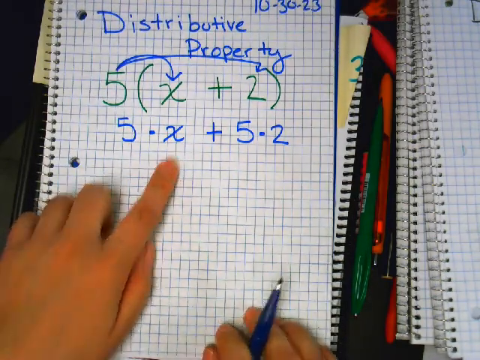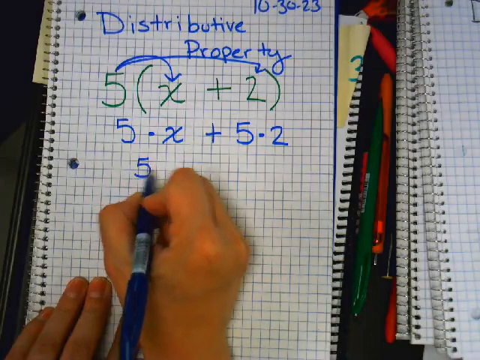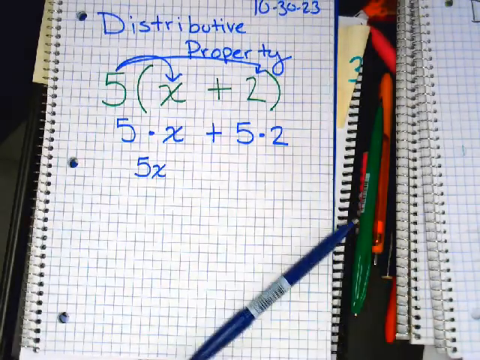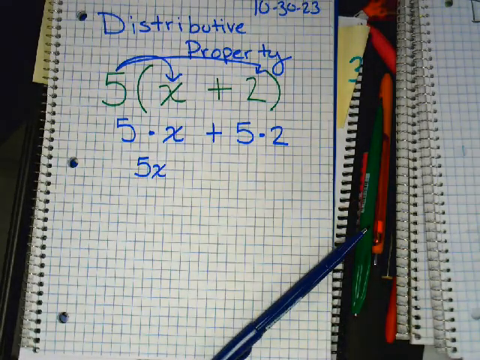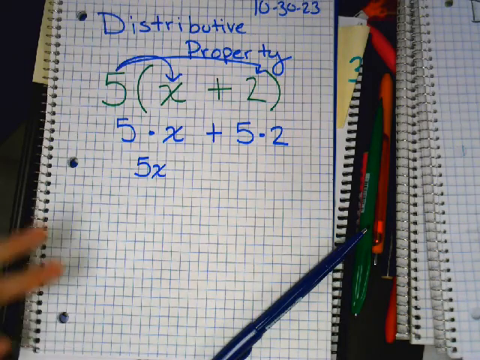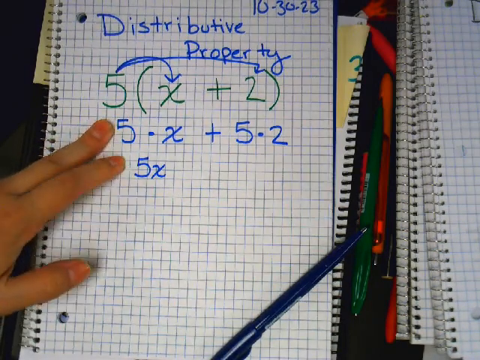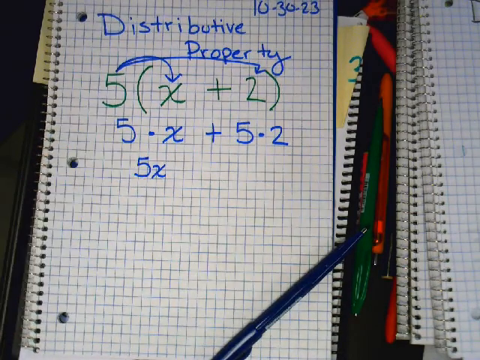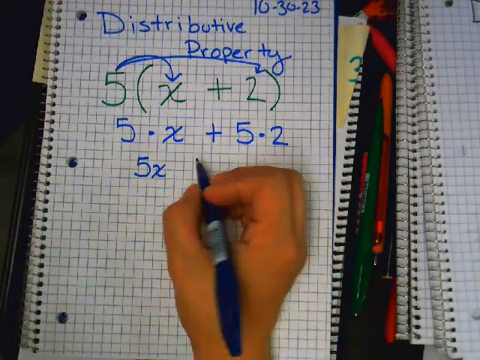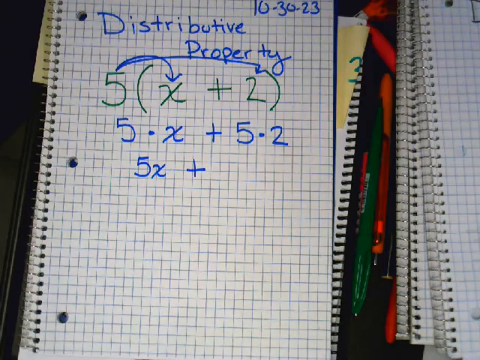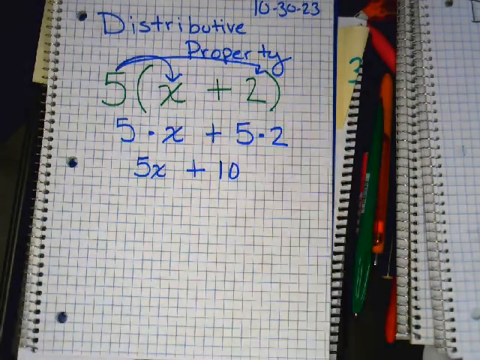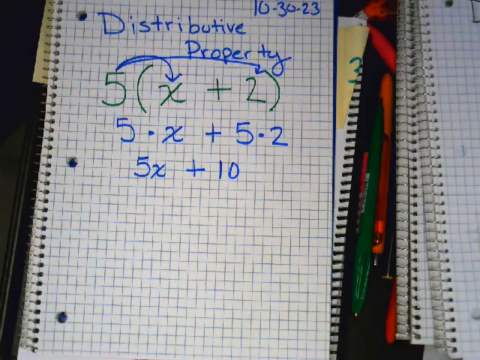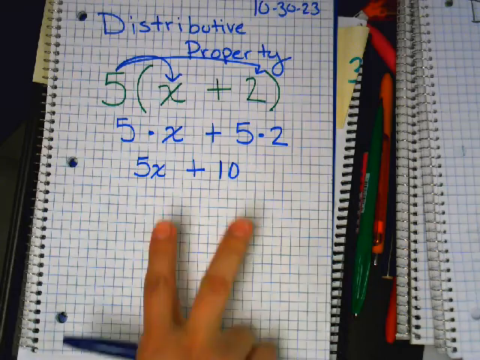5x. Very good. So when you multiply a number and a variable, you squish it together and you write 5x. These two things mean the same thing. 5 times x, 5x, squish it together. Plus 10. Now, can I put these two things together?